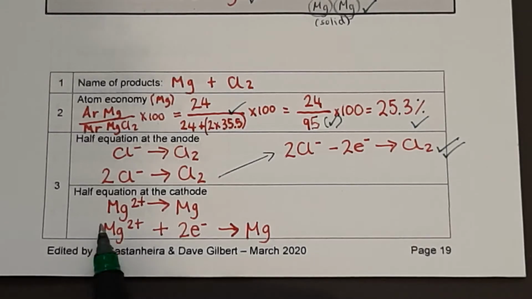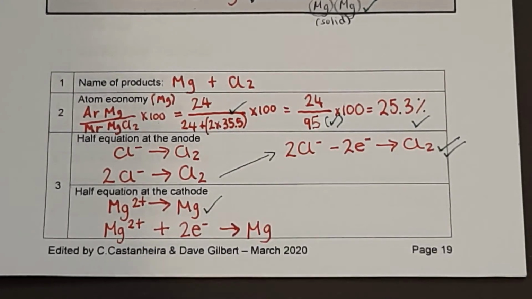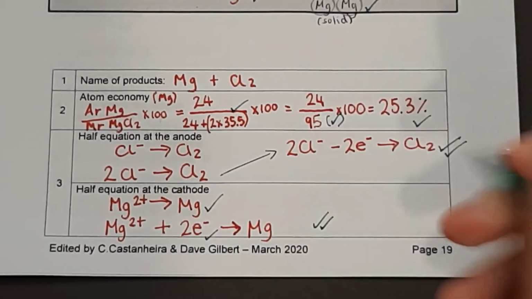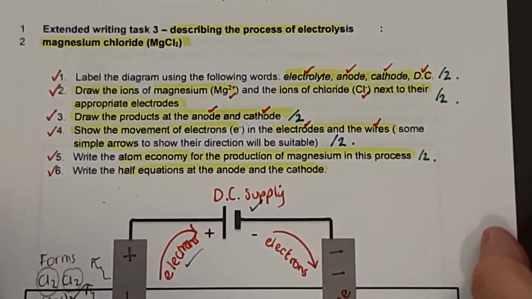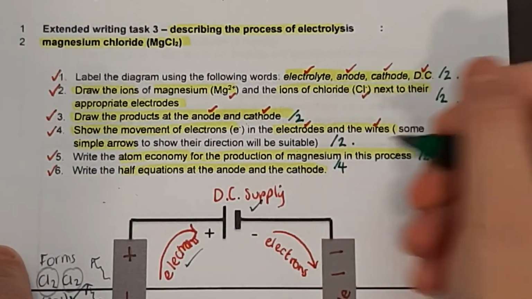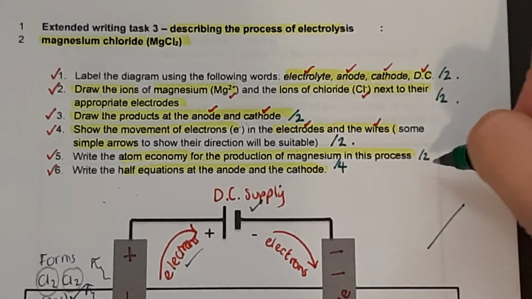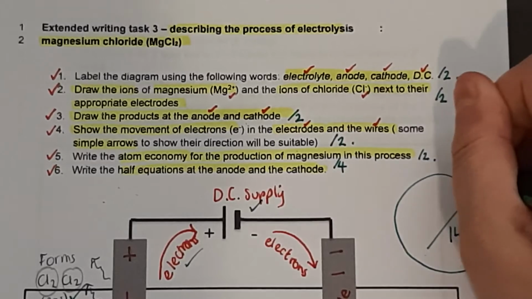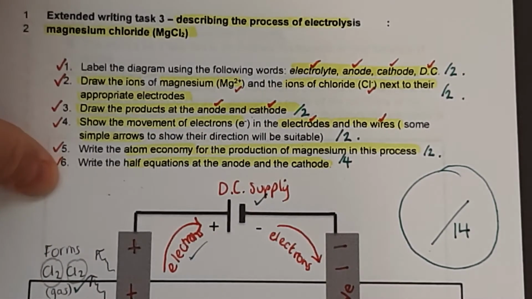So Mg2+ turns into Mg, so you have a mark for showing that. And then a second part is to show that Mg2+ plus 2 electrons turns into Mg. So again, 2 marks for this. So for the half equations at the anode and the cathode, our mark is out of 4 now. So the total you can get on this page is 2, 4, 6, 8, 10, 12, 14. So give yourself a mark out of 14 and make sure that you do all the corrections for all the things that you did not get completely correct.